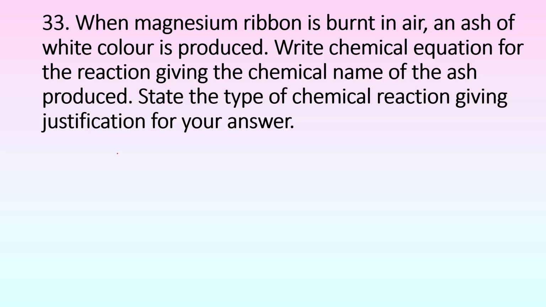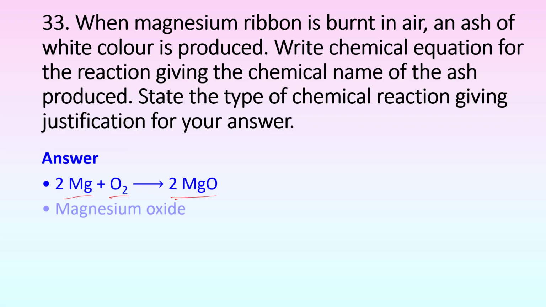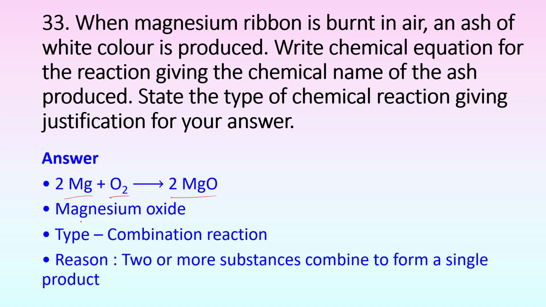So when magnesium is burned in air, it produces magnesium oxide, that is Mg plus O2 gives rise to MgO. Magnesium oxide is white in color, and this is a type of combination reaction, and the reason is that 2 or more substances combine to form a single product, that is Mg plus O2 gives rise to MgO.